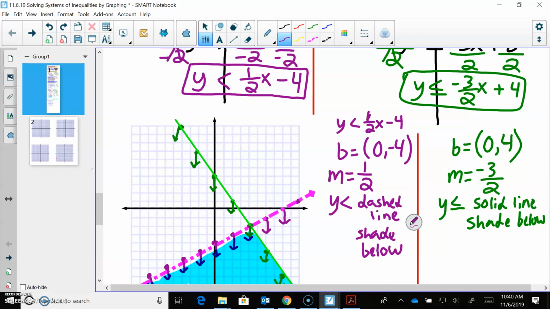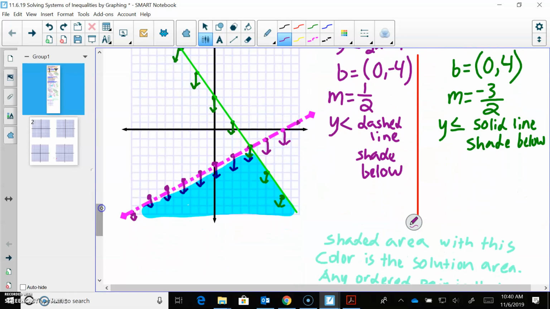I also, after I went as far as I could go that way, then I started at my y-axis again at 0, 4, and then went up 3 and to the left 2, and went as far as I could that way. And it's a solid line, as you can tell. Because we're shading below, that's where my arrow is going for each one of those dots.